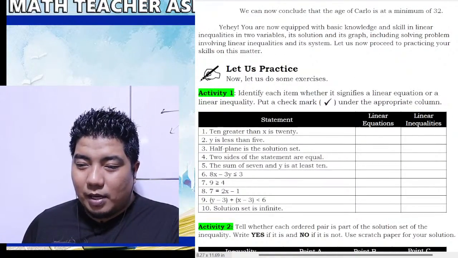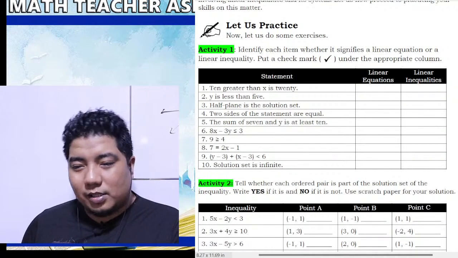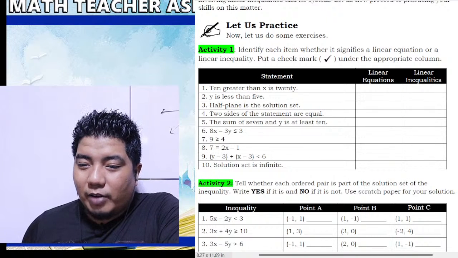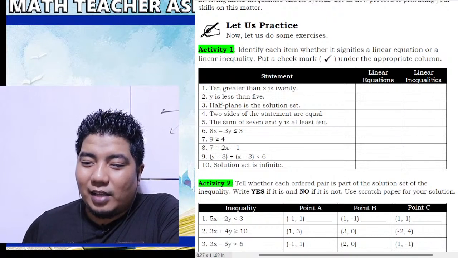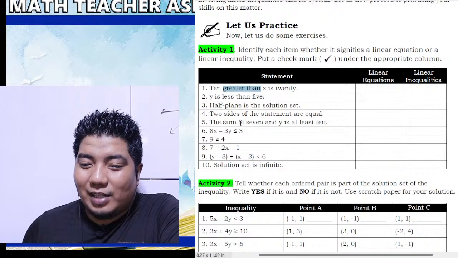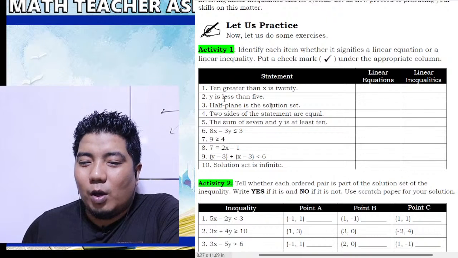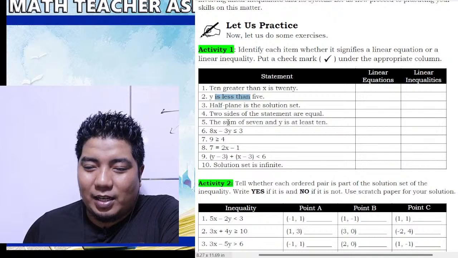So, now dito naman ang let us practice. Okay, you just need to put some check or x here, okay? So, we have here 10 greater than x is 20. Okay. Greater than. So, you already know what does greater than and is greater than means. So, that is a linear equation. Y is less than. Oh, since because of this term is less than, then inequalities yan.